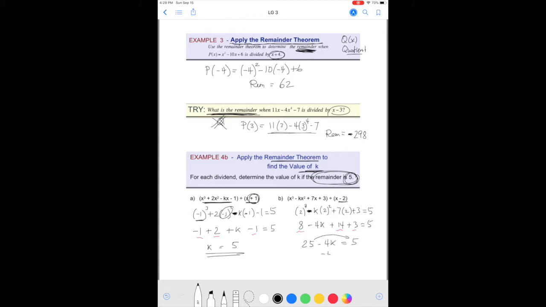Move that over. So subtract 25, right? Divide by -4, divide by -4. K equals 5. So that was a coincidence. And see how it all is 5. That is not true in all cases. So just remember, you're not going to get the k to equal the remainder. And in both cases, that was just pure coincidence.